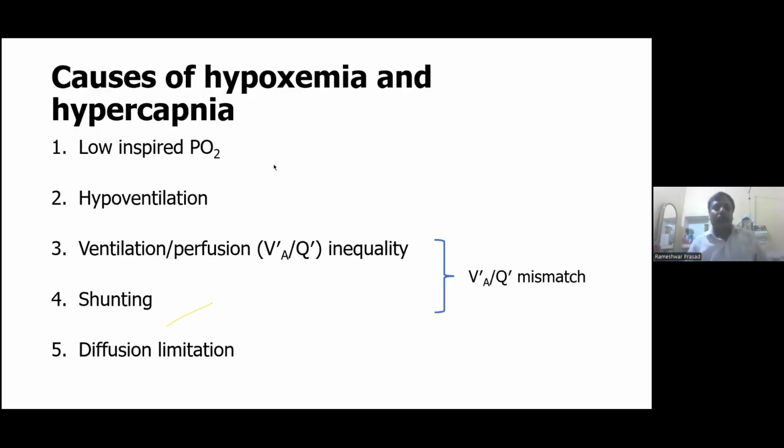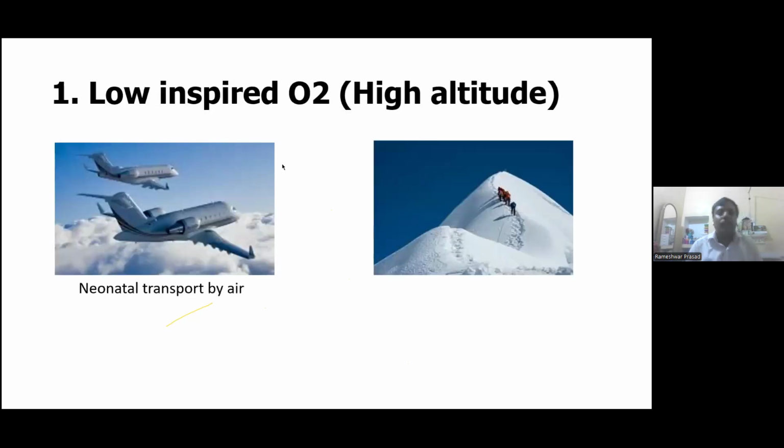Now, with this background, we can categorize the causes of hypoxemia and hypercapnia into 5 major categories. One is low inspired partial pressure of oxygen. Second is hypoventilation. Third is ventilation perfusion inequality. Fourth is shunting. These third and fourth causes combined are called ventilation perfusion mismatch, and fifth causes diffusion limitation. Now, what is low inspired oxygen?